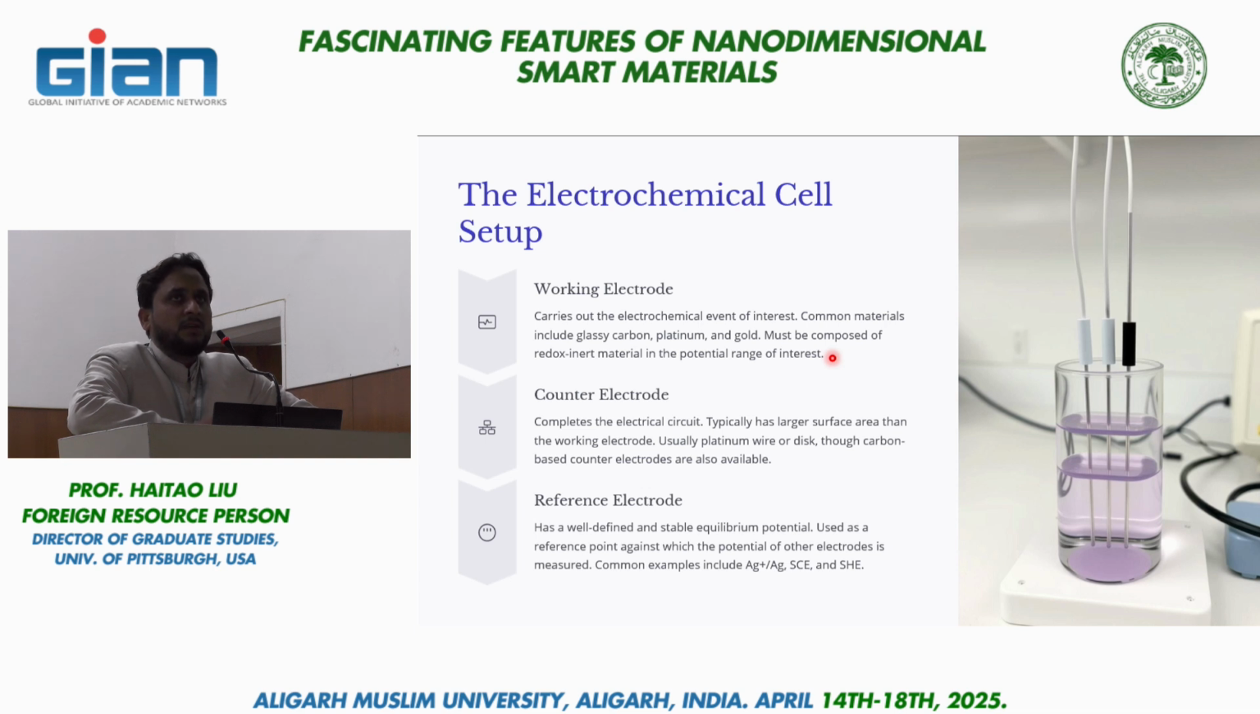Then the second electrode, which is called the counter electrode. Platinum wire is used as a counter electrode. It completes the external circuit. It typically has larger surface area than the working electrode. It is used in the form of either a platinum wire or a platinum disc. Then comes the reference electrode, the examples of which I have already given. You may also use a standard hydrogen electrode, but because storing and transportation is easier, we always prefer silver chloride electrode or calomel electrode. We are using in our lab silver chloride electrode as the reference electrode.